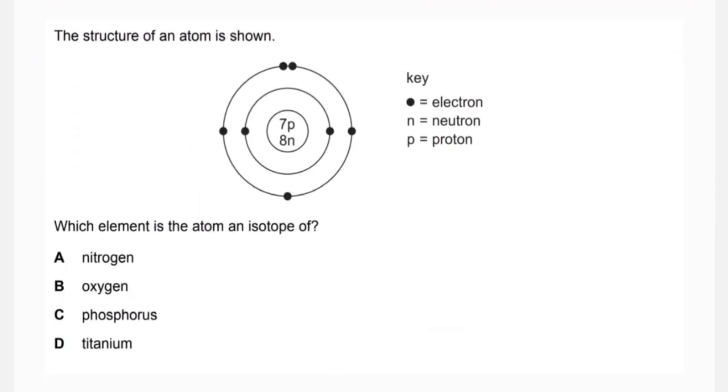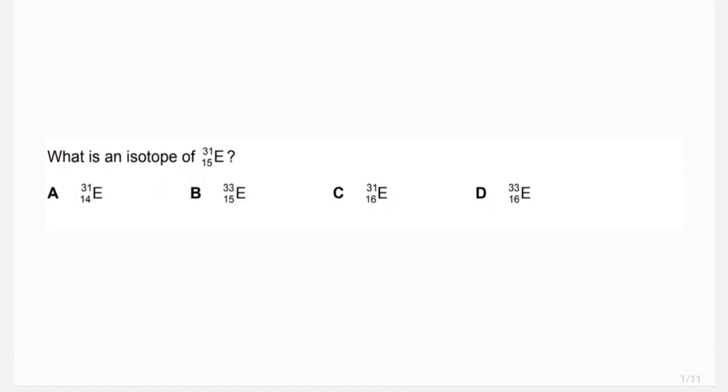The structure of an atom is shown. Which element is the atom an isotope of? For an isotope, the only thing we look at is the proton number. So how many protons? 7. So it has to be nitrogen. No other option, because an atom's characteristics are based on its proton number, atomic number. All right. What is an isotope of 31/15 P? So its proton number should be the same. That means it should be 15, and the only option is B.